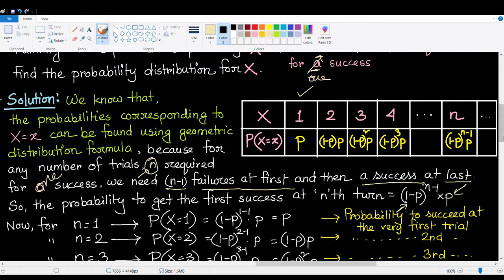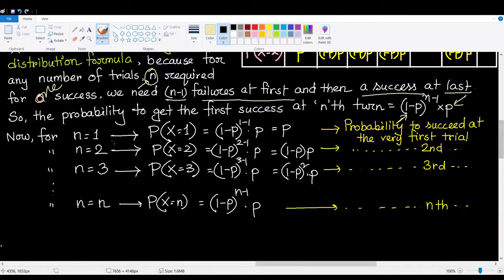So now we know that for n equals to 1, P of X equals to 1. That means the probability that you meet success at the very first trial would be equal to (1 minus p) to the power 1 minus 1. We have to put the value of n equals to 1 here, for 1 into p, which becomes p. So this is the probability to succeed at the very first trial, right?